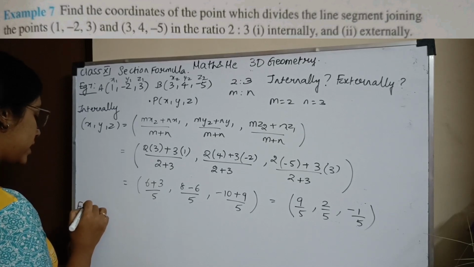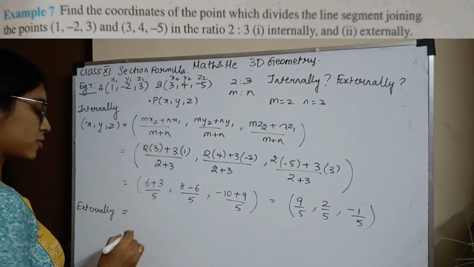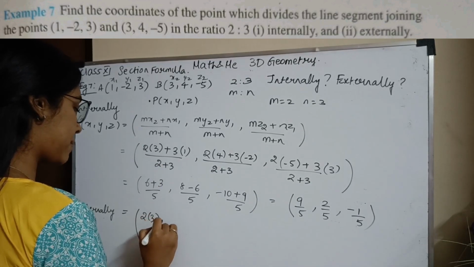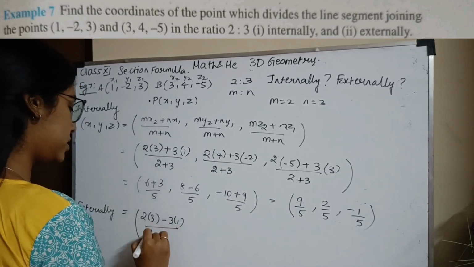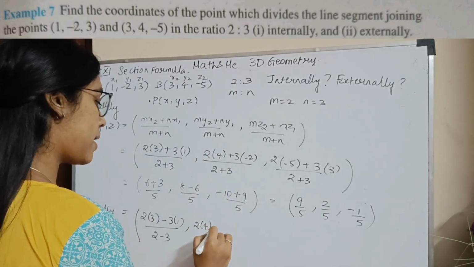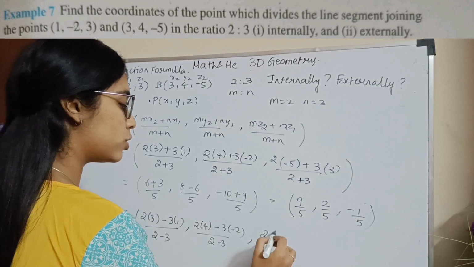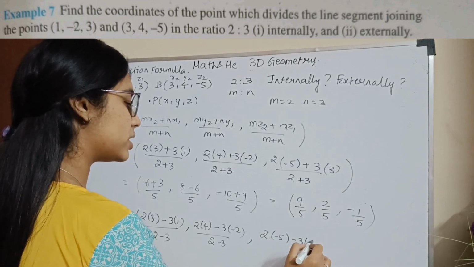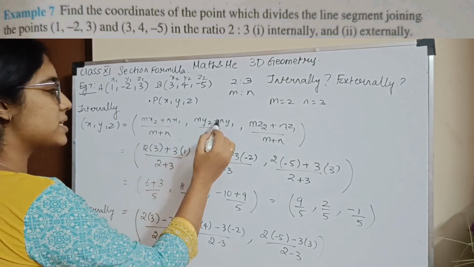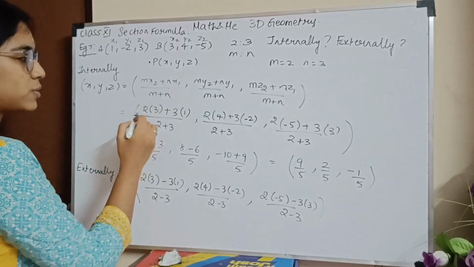Externally, how will it be? I'll only have a minus sign. In the formula I'll have minus n. So the first coordinate will be 2 times 3 minus 3 into 1 divided by 2 minus 3, comma 2 times 4 minus 3 into minus 2 divided by 2 minus 3, comma 2 times minus 5 minus 3 into 3 divided by 2 minus 3. Wherever you have a plus, I have to write minus, because for externally the formula is mx2 minus nx1 divided by m minus n.